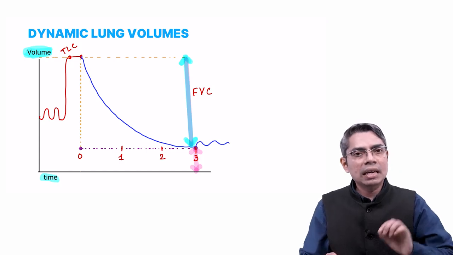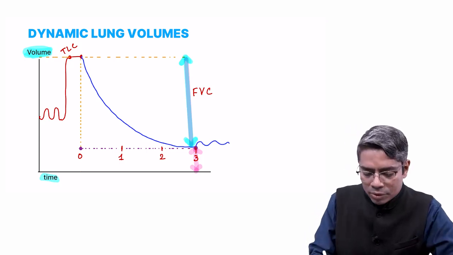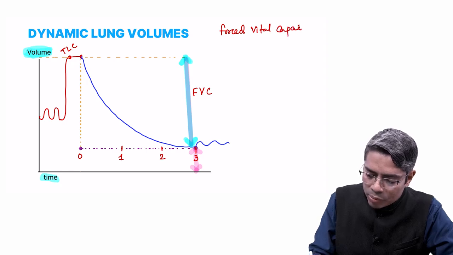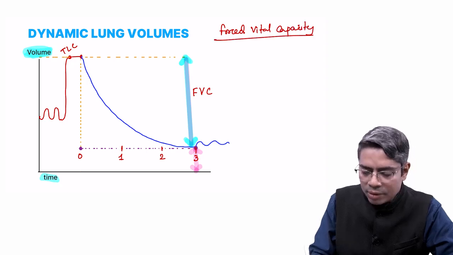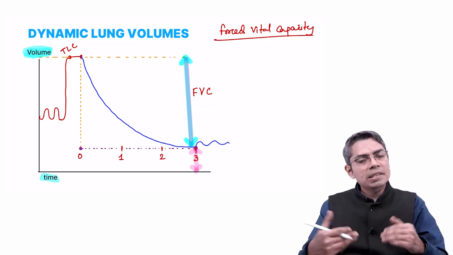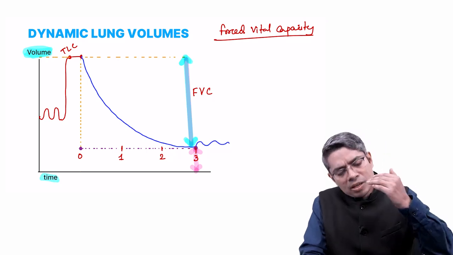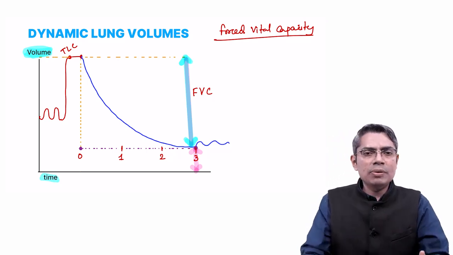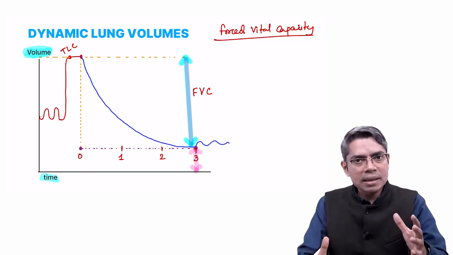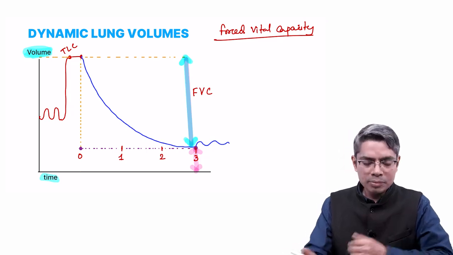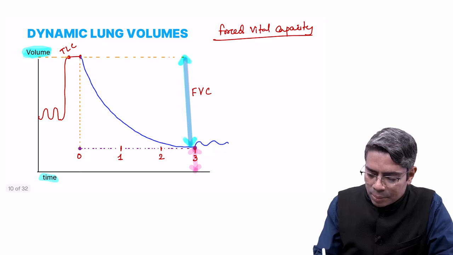So what do I say? FVC. FVC is the forced vital capacity. The volume will be equal to the normal vital capacity only, because it's a vital capacity. Because if I ask you to take a deep inspiration and do a forceful expiration, how much volume of air can you expire? That is the vital capacity.